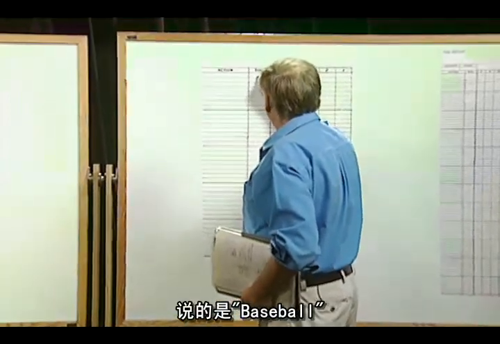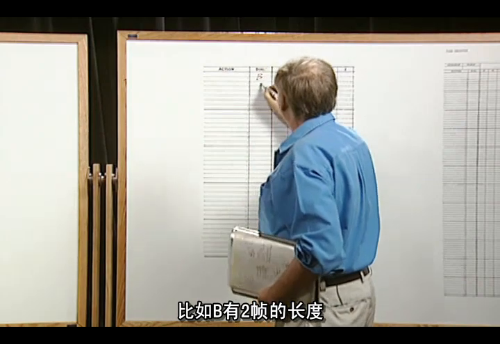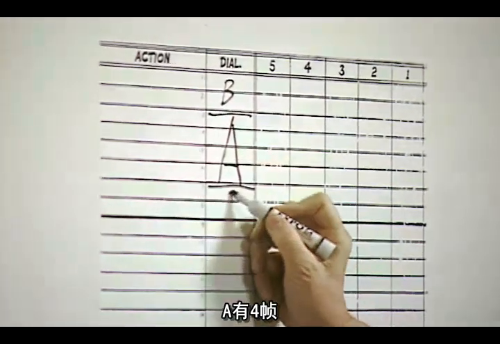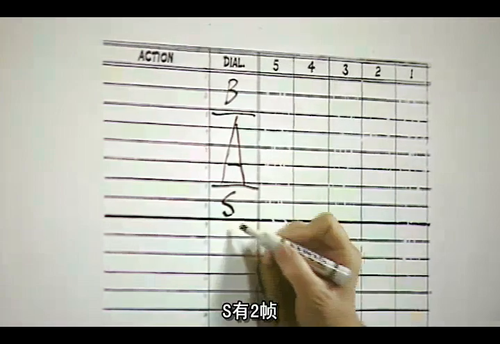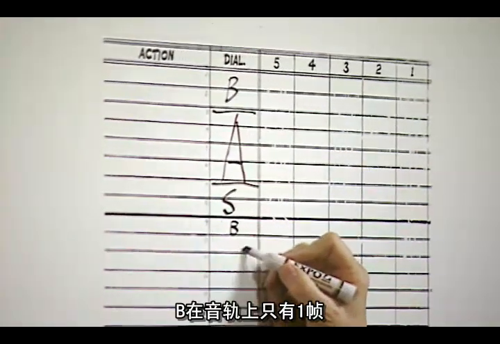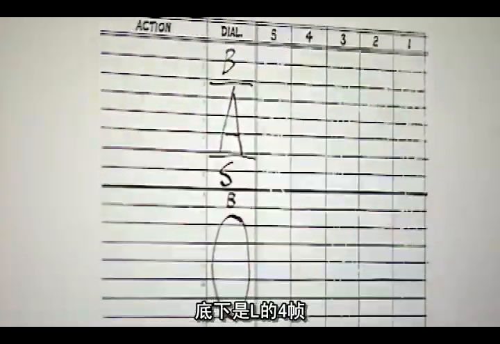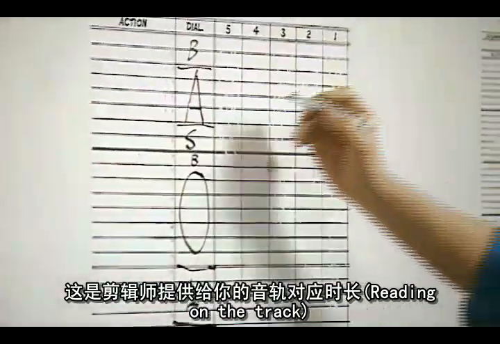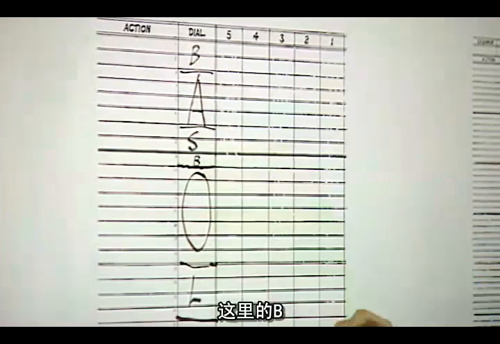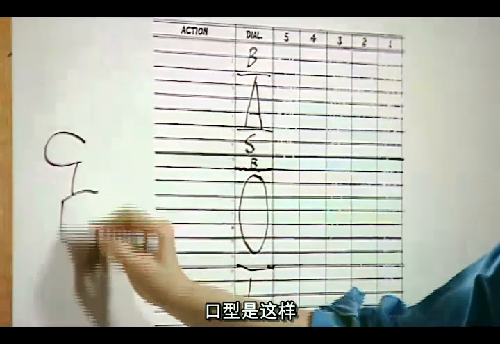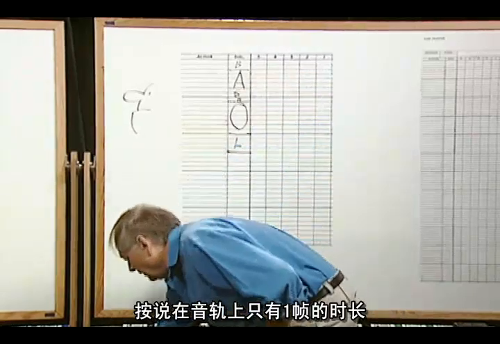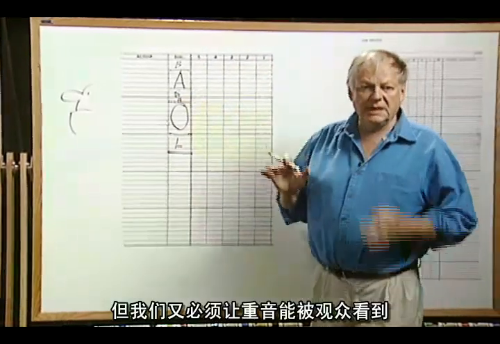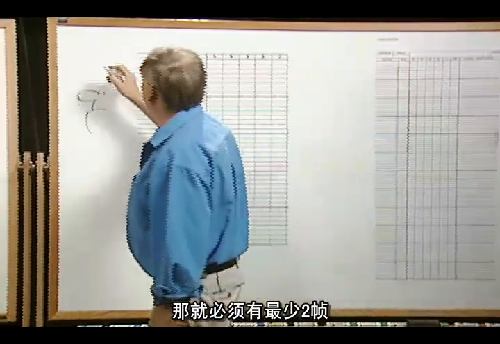But where you have a soundtrack, let's say the word baseball. Say we got 2 frames for the B and 4 frames for the A, 2 frames for the S, and 1 frame on the track reading, and here's the L, say, for 4 frames. That would be the editor's reading of the track or your reading of the track. This B position is only 1 frame in an accurate reading of the soundtrack. In order to make those things read, we have to have a minimum of 2 frames.